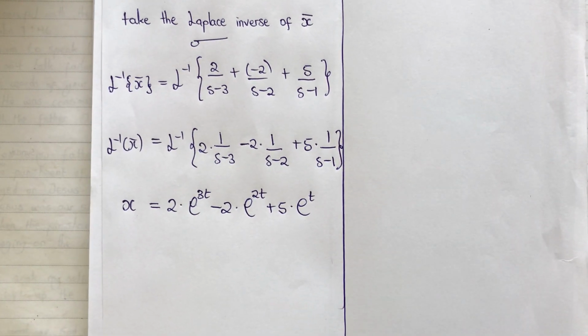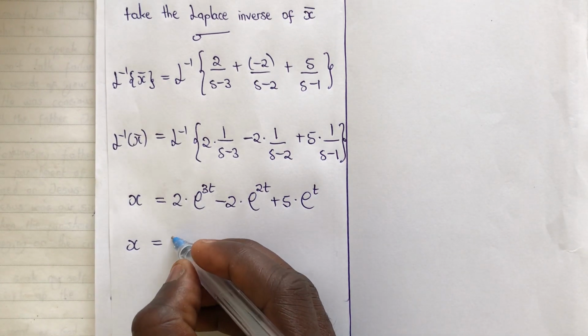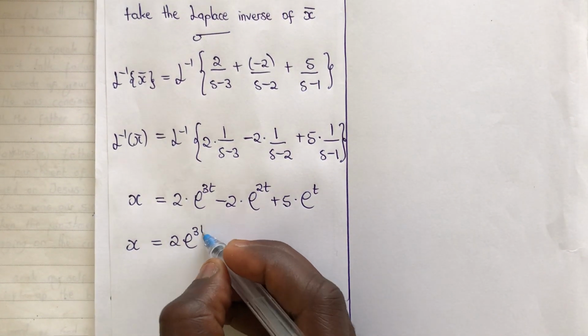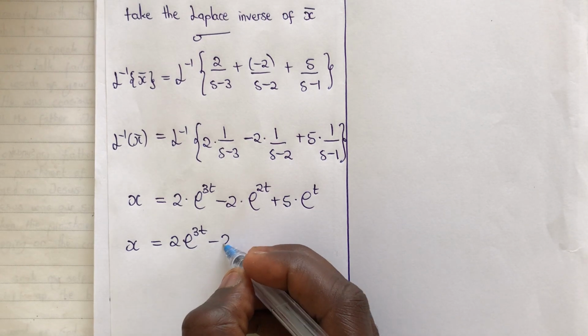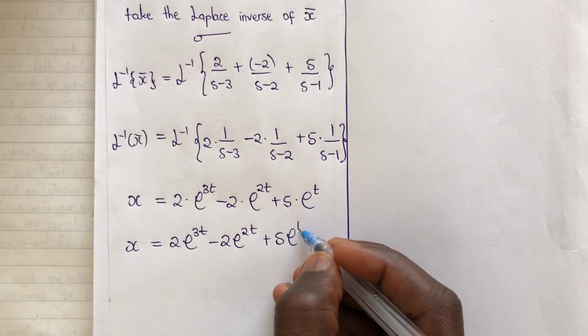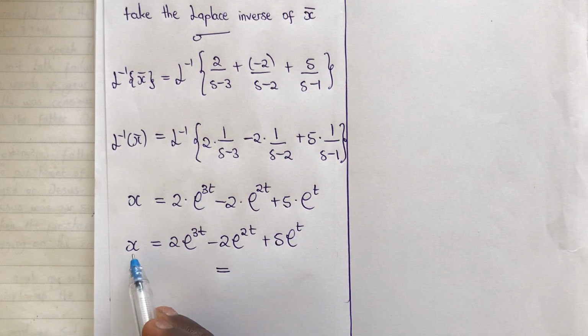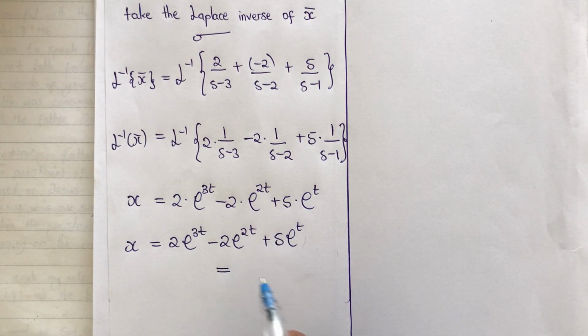So the Laplace inverse of this result is the same as x equal to 2e to the power 3t minus 2e to the power 2t plus 5e to the power t. And this is our final result. So x equal to this function that we have.